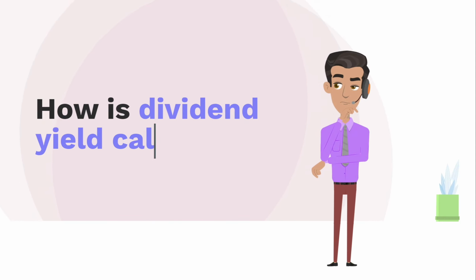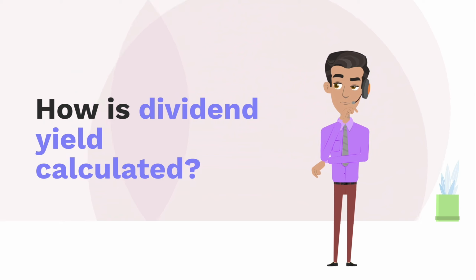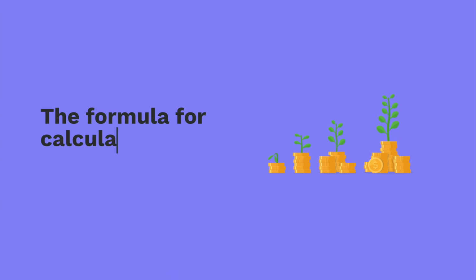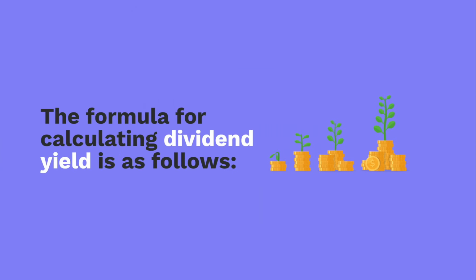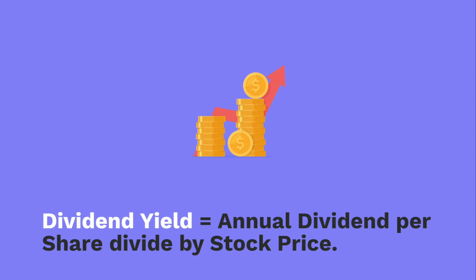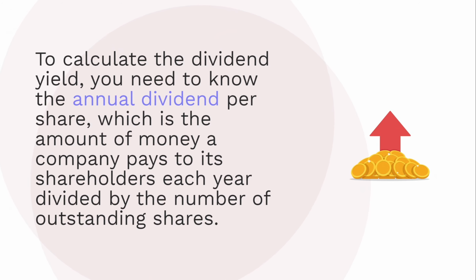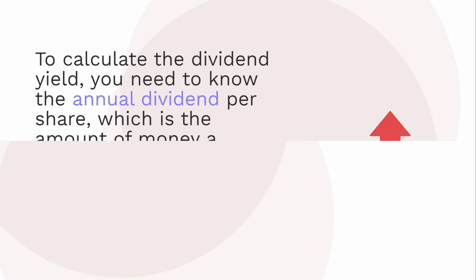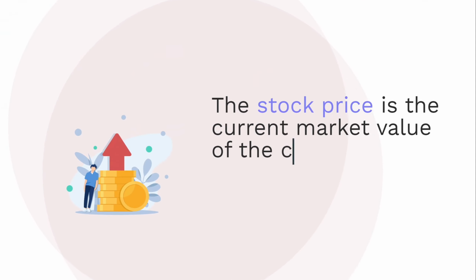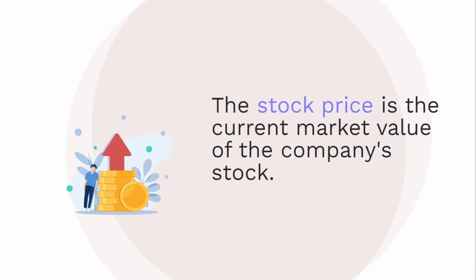How is dividend yield calculated? The formula for calculating dividend yield is as follows. Dividend yield equals annual dividend per share divided by stock price. To calculate the dividend yield, you need to know the annual dividend per share, which is the amount of money a company pays to its shareholders each year divided by the number of outstanding shares. The stock price is the current market value of the company's stock.